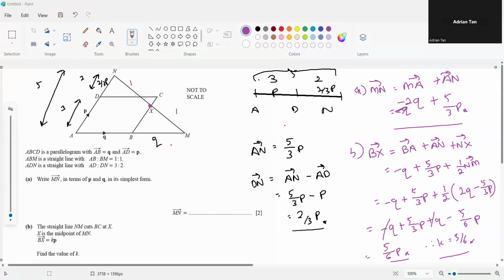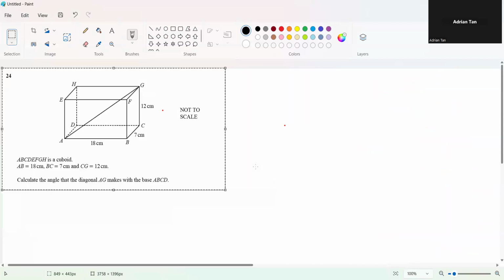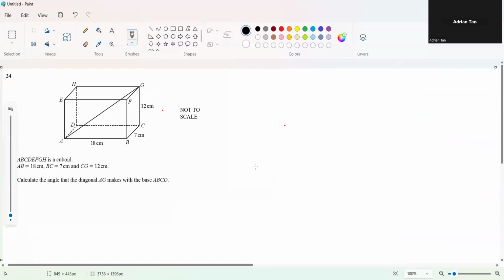So for our last question, not the last question yet. So we are going to 24 first. So for question 24, we have A, B, C, D, E, F, G, H is a cuboid. AB is 18, BC is 7, CG is 12. So calculate the angle that the diagonal AG makes with the base ABCD.